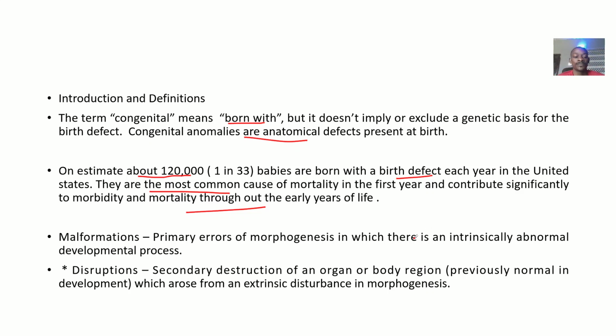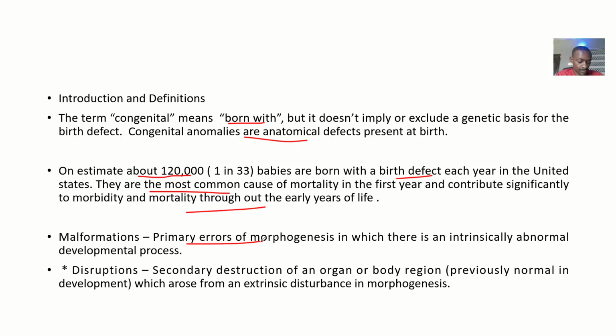Do you understand? So the various terminologies that we can use when talking about congenital anomalies include things like malformation. Mal means something was not formed properly. This one is a primary error of morphogenesis in which there is an intrinsically abnormal developmental process.